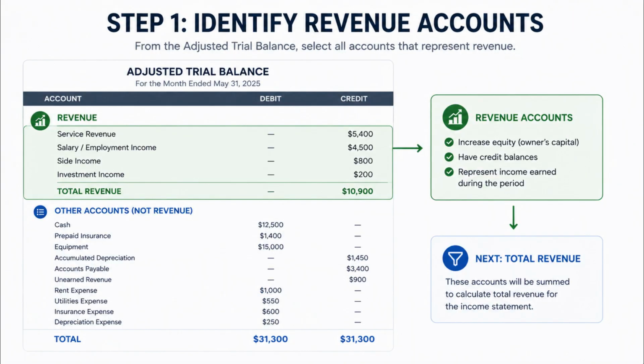The first thing that we do is we identify all of our revenue or income accounts. From your adjusted trial balance, you're going to look for income-related accounts. These are typically going to have a credit balance. Some examples include salary or employment income, side income, or when we get to it in another series, investment income. We group all of these together, and this becomes total revenue. Let's take a look at the spreadsheet at how we do this.